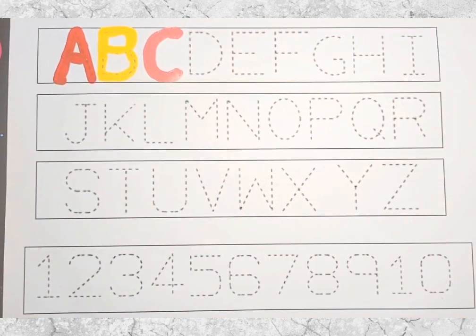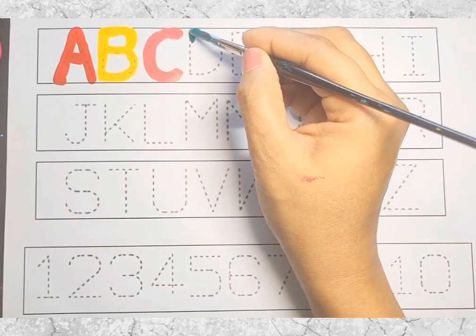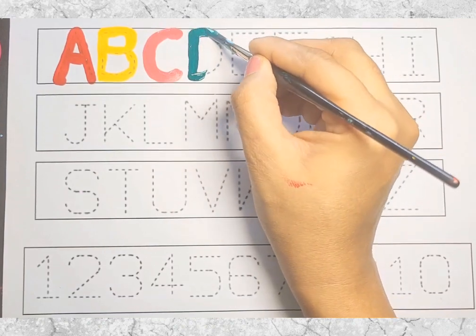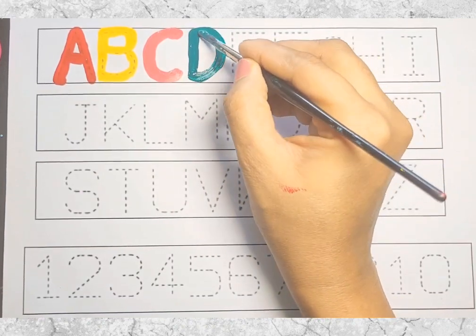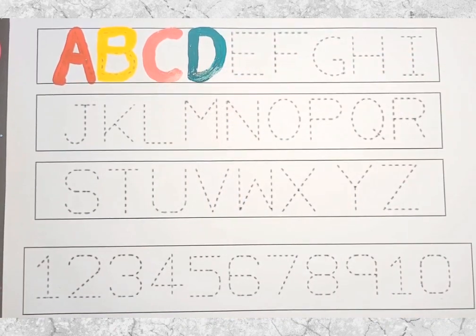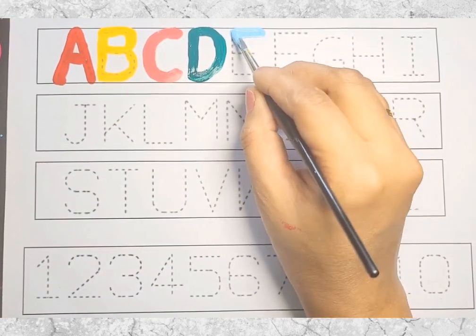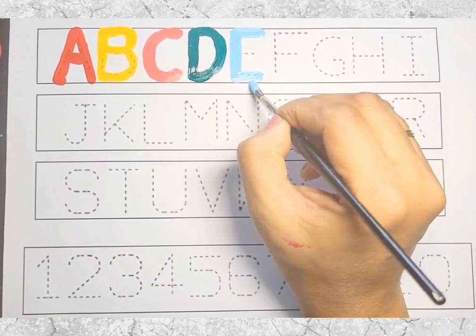Next is green color. D for donuts. Green color. Its next color is sky blue color. E for elephant. Sky blue color.